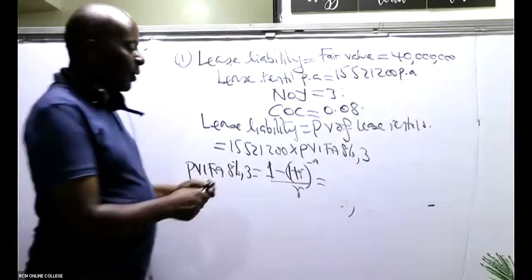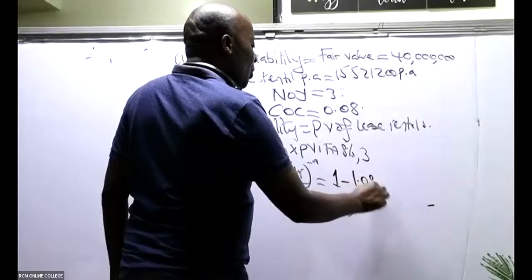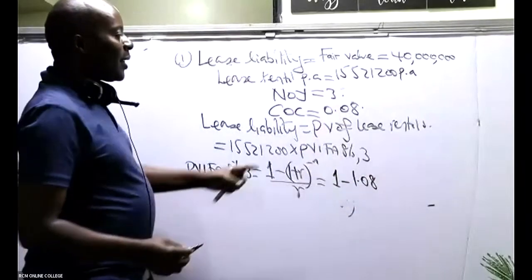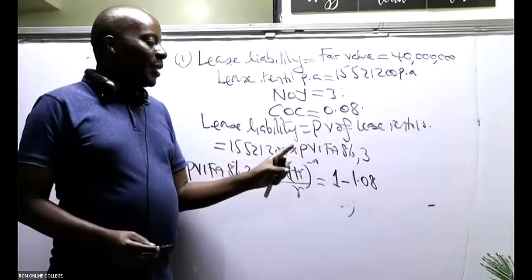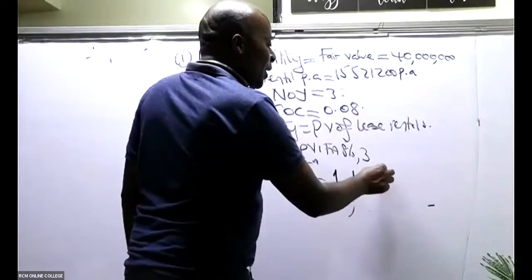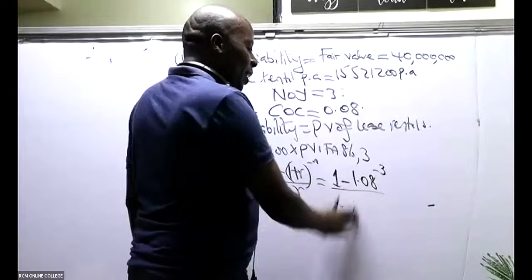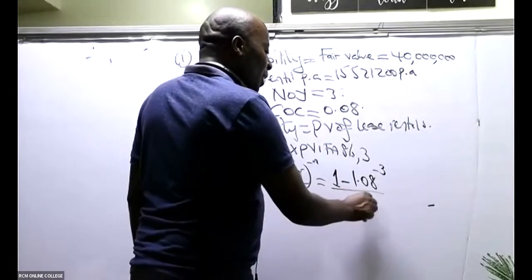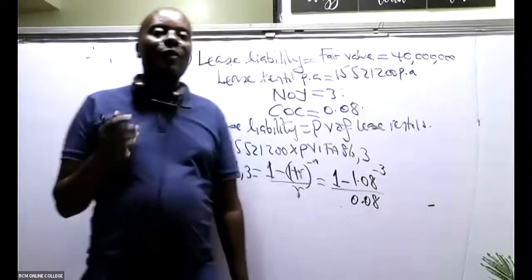So then this one here will be 1 minus 1.08, because I know R is 8%. You see, 1 plus 0.08 is the same as 1.08 raised to negative n. In this case our n is 3 years. Then you divide this by R, and R will be 0.08.